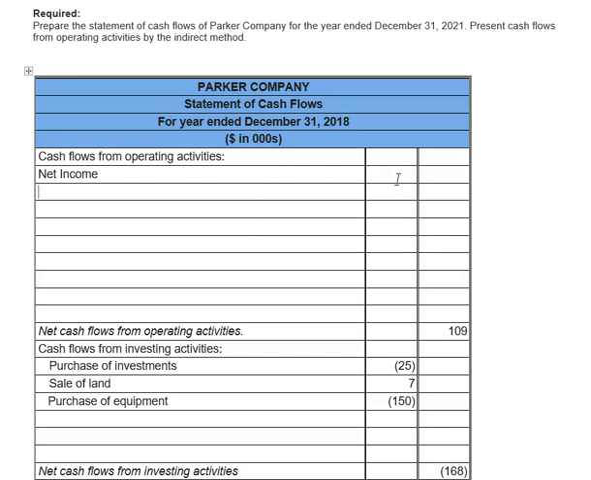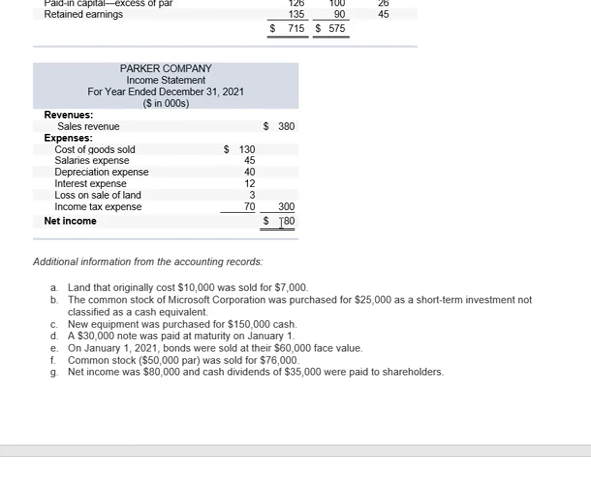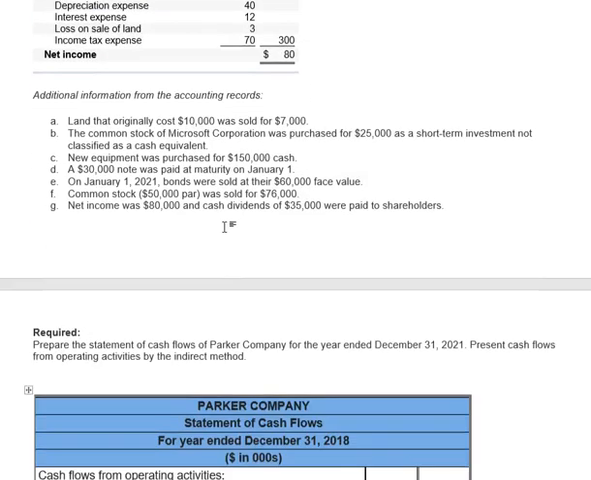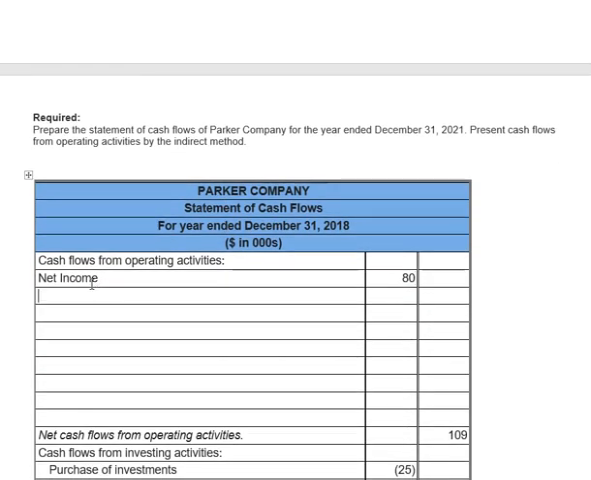So let's start with our net income. Our net income for this period is 80. Where do we get that? Well, go to your income statement, 80. Once we take that 80 in, we're going to take out any non-cash items. In other words, adjustments for non-cash operating items. And then we're going to look at changes in assets and liabilities.